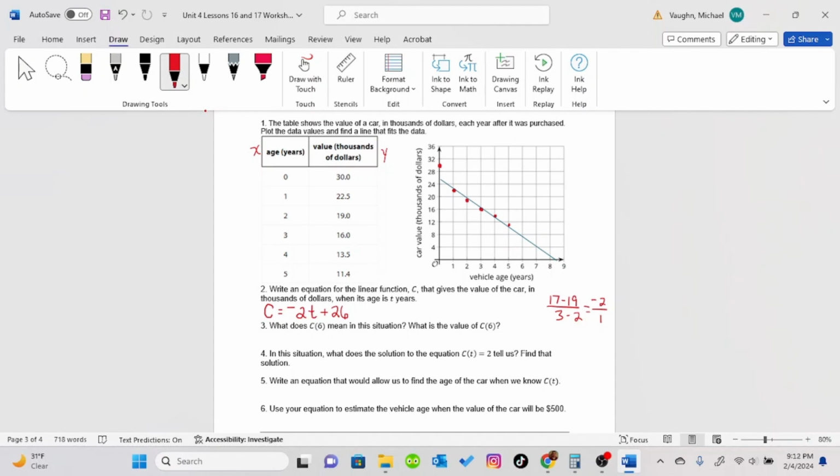Number 3, what does c of 6 mean in this situation, and what is the value of c of 6? Well, 6 is in parentheses, so that is our input. And our input is the vehicle age in years. So c of 6 tells us the cost or the value of a 6-year-old car.